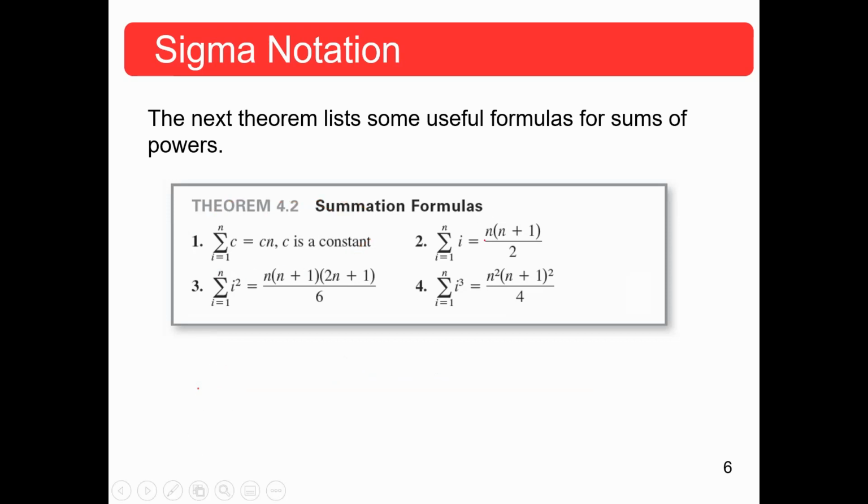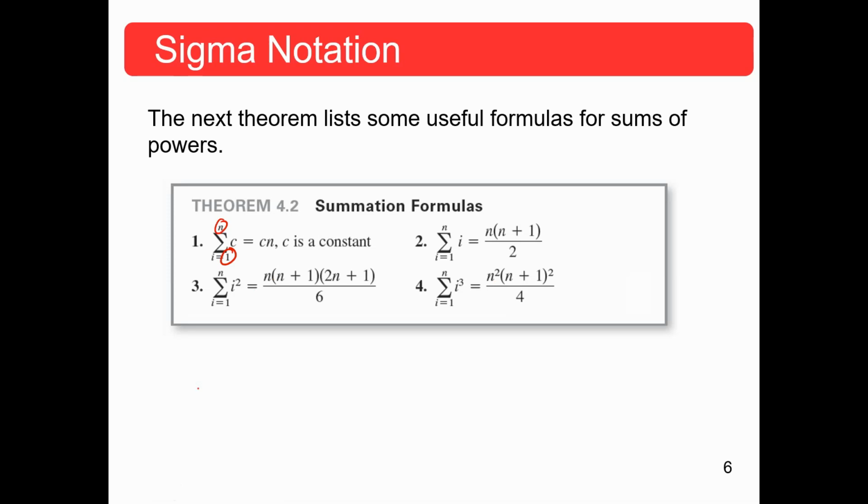Now the second one, we're saying that if we sum just i from 1 to n, it's n times (n plus 1) divided by 2. If we sum i squared from 1 to n, and it's important that this goes from 1 to n, it can't start at 0 and can't start at 5, it has to start at 1. So this becomes n times (n plus 1) times (2n plus 1) over 6. And if we sum i cubed, we get n squared times (n plus 1) squared over 4.